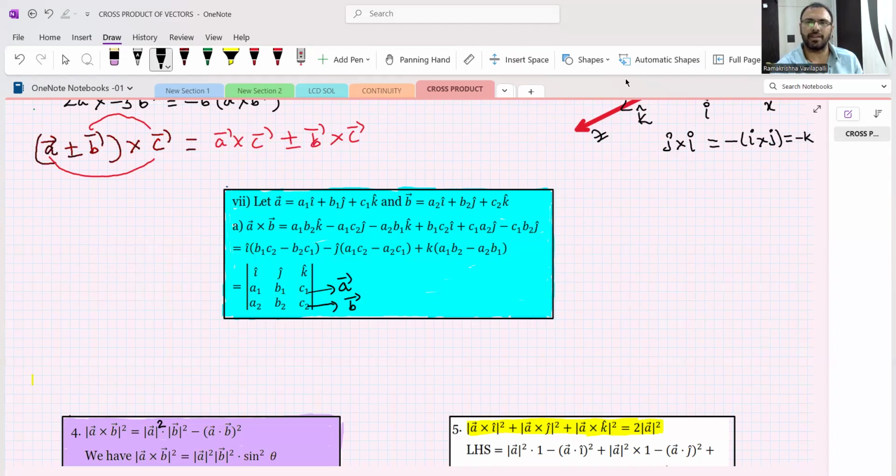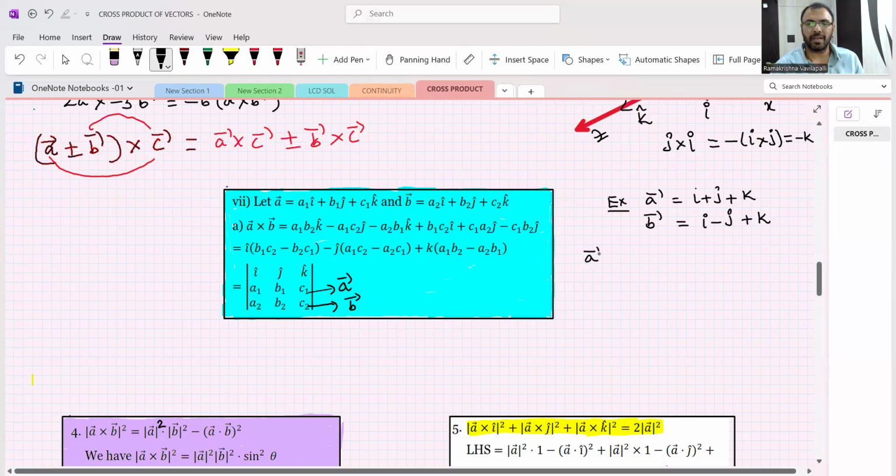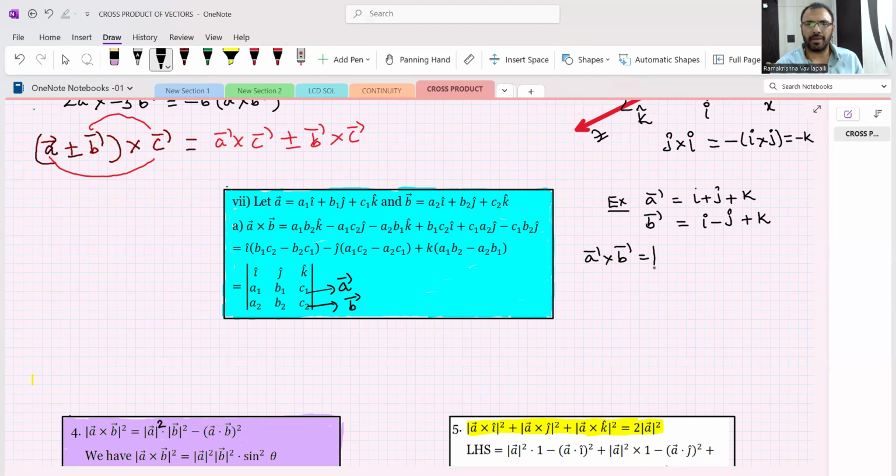That is important: how to find out the cross product of two vectors. Here is an example. What is A bar cross B bar? A bar cross B bar is equal to the determinant of i, j, k. You must be good at evaluation of determinants. Now, what is the A bar vector? 1, 1, 1, that is i plus j plus k. And B bar vector is 1, minus 1, 1.